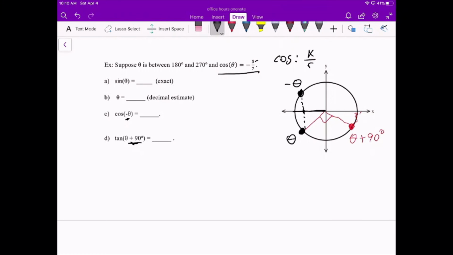I'm now going to worry about the coordinates for the point and the angle requested in part B. Notice for the point for theta and negative theta, the x-coordinate is the same, the y-coordinate is opposite of each other. The point for theta and theta plus 90, when you have a 90-degree rotation, the x and y coordinates are going to flip-flop. So I'll now show the work for the rest of the problem.